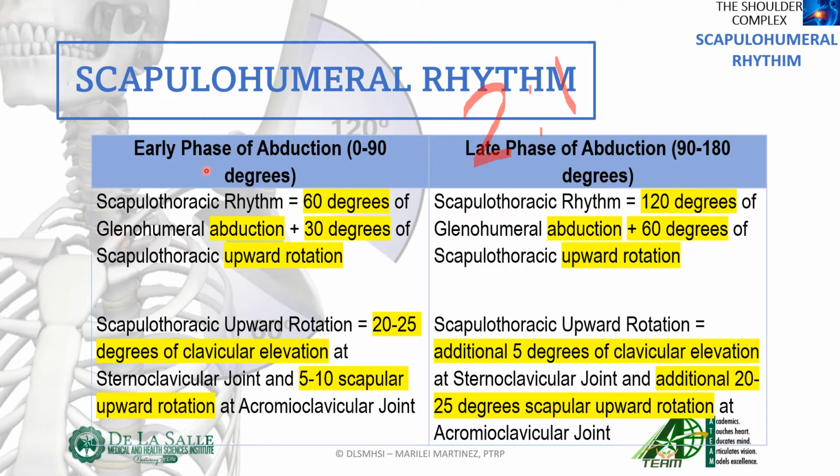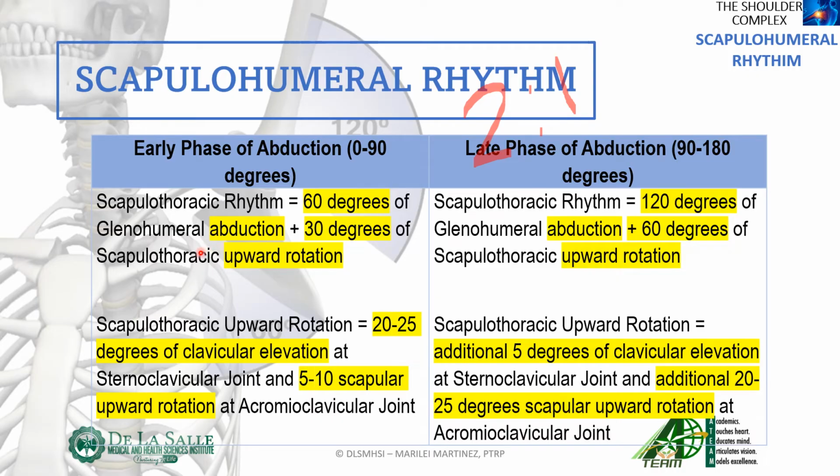So the scapulothoracic rhythm for the early phase of abduction, for example, the 90 degrees. For you to reach 90 degrees of abduction, there should be 60 degrees of glenohumeral abduction plus 30 degrees of scapulothoracic upward rotation, following the 2:1 ratio.